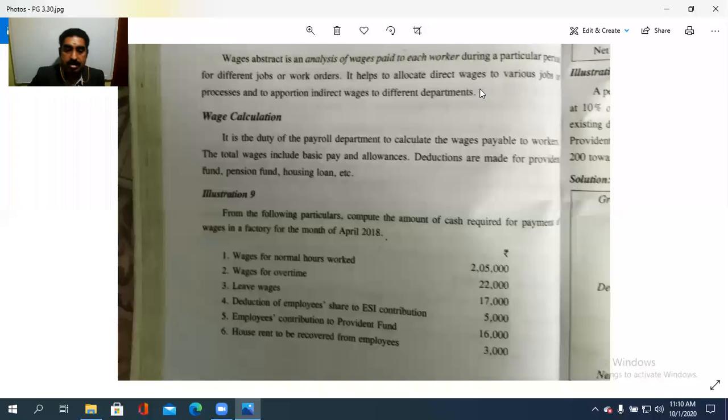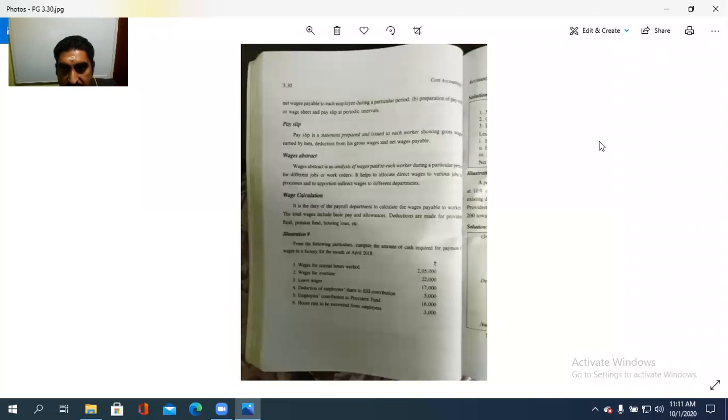So see the problem. Illustration 9. From the following particulars, compute the amount of cash required for the payment of wages in a factory for the month of April 2018. Wages for the normal hours 2,05,000. Wages for the overtime 22,000. Leave wages 17,000. Employees' share to ESI contribution 5,000. Employees' contribution to the PF 16,000. And house rent to be recovered from the employees is 3,000. So how is this to be calculated?